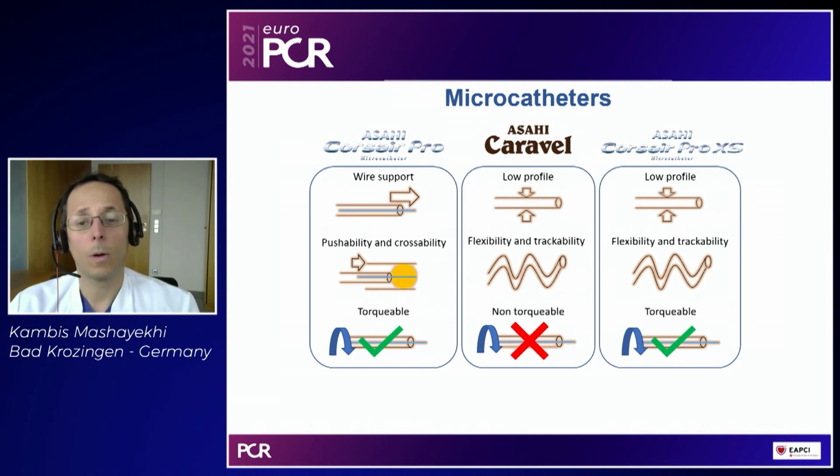So for more complex scenarios and still smaller channels, more complex CTO lesions where you still need a little bit of wire support, and you also need more trackability, and you have less backup support from the guide, I think the Crosshair Pro X is a good alternative and a good hybrid device of both. And the big advantage is that you can also torque it. It's a very good torqueable microcatheter.